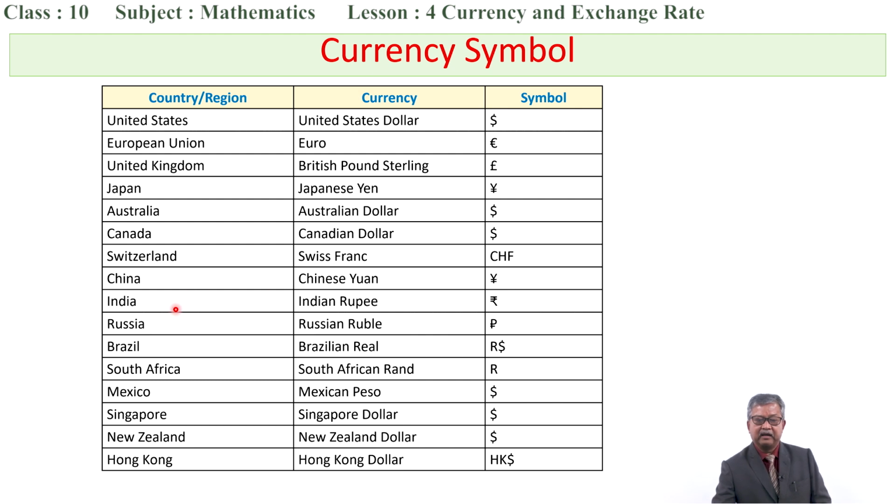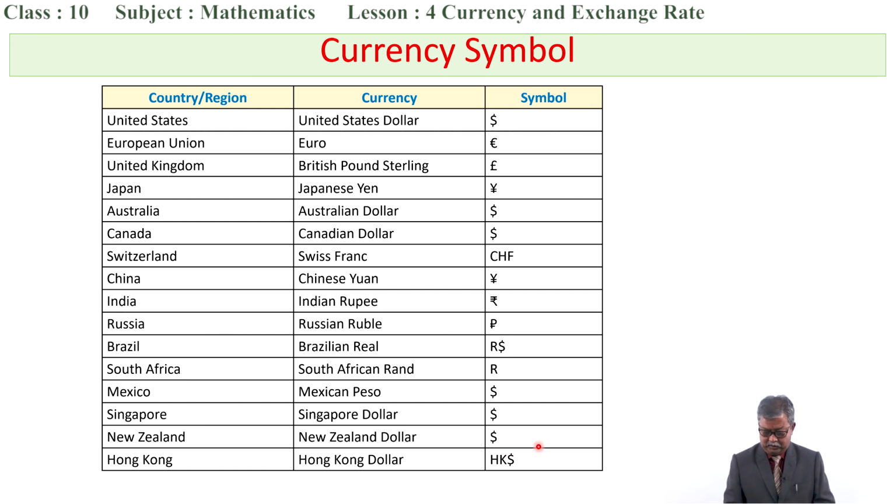Then India: the currency of India is called the Indian rupee. Russia: the currency of Russia is called the Russian ruble, and this is its symbol. Brazil, the Brazilian real. South Africa, where the currency is called the South African rand. In this way, we can give the names and symbols of the currencies of countries.